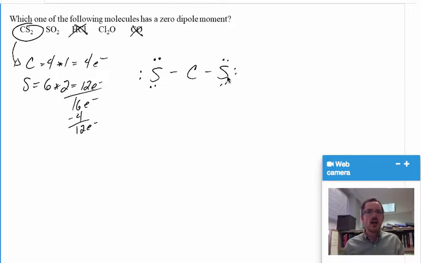And if you're asking why, remember, whenever you're drawing the Lewis structures, you do your bonds to your central atom first, and then you fill up all the terminal atom electrons before you touch the center atom. But all 12 of my electrons have been used.